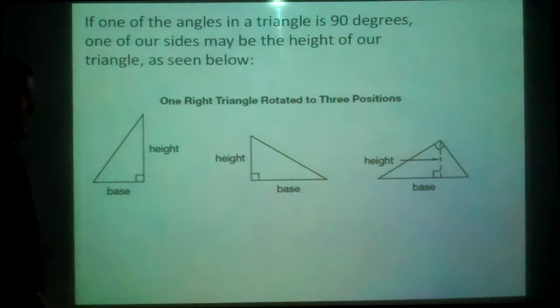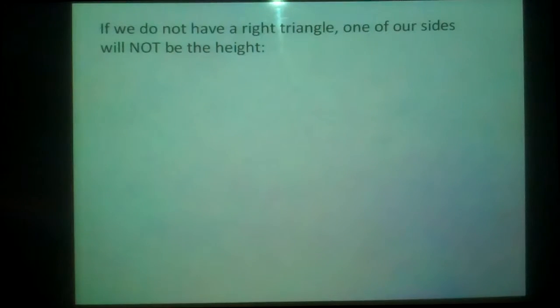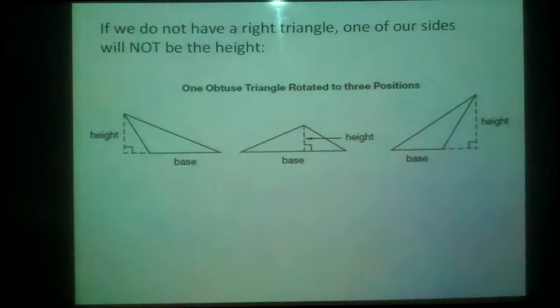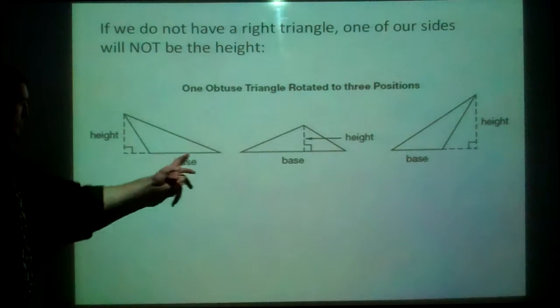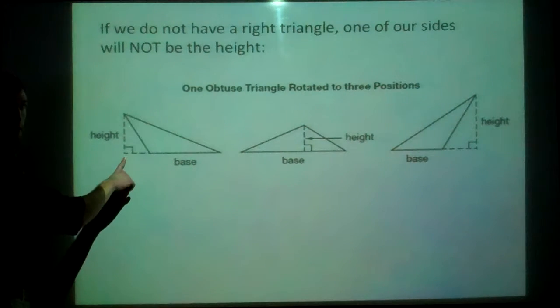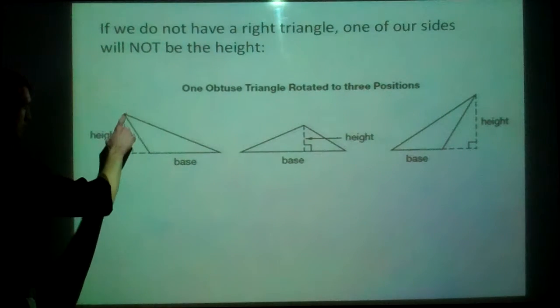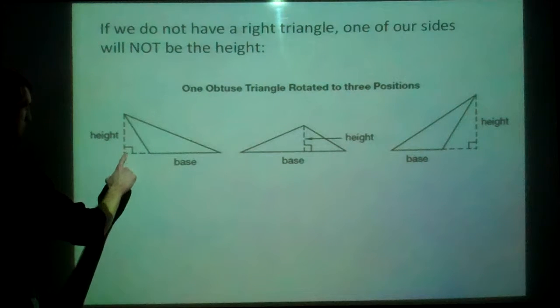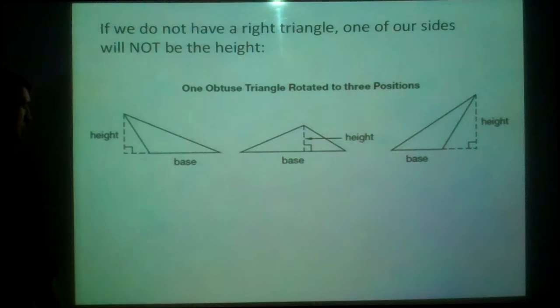So that's the biggest part, being able to find your base and your height. If we do not have a right triangle, one of our sides will not be the height. And that would be what I was just talking about. So this is an obtuse triangle rotated to 3 different positions. Let's say this is our base here. We can call this the height. Still makes a 90-degree angle with the base, even though this doesn't touch the base. But this would be our height here, 90 degrees, up to the other vertex, and lines up with the base.